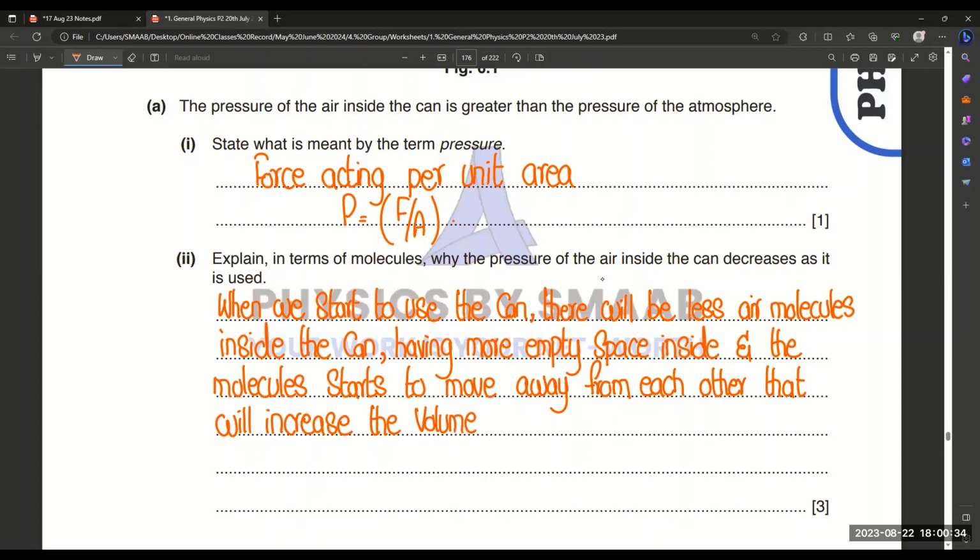And one more thing that you may write in this answer: there will be fewer collisions compared to the previous one, right? Because the number of molecules is greater initially, so they collide with the wall more frequently. Now they are colliding less frequently, right?